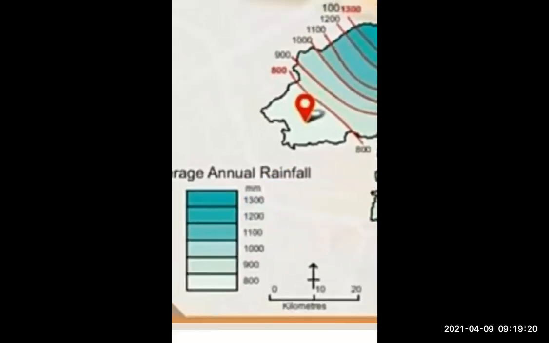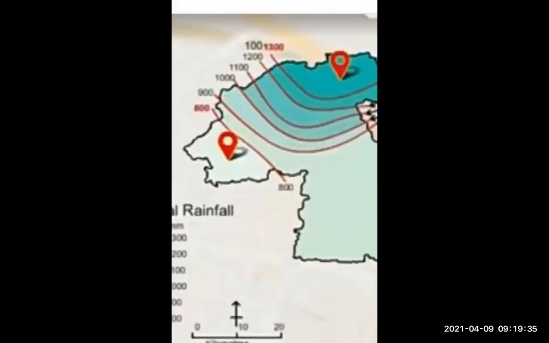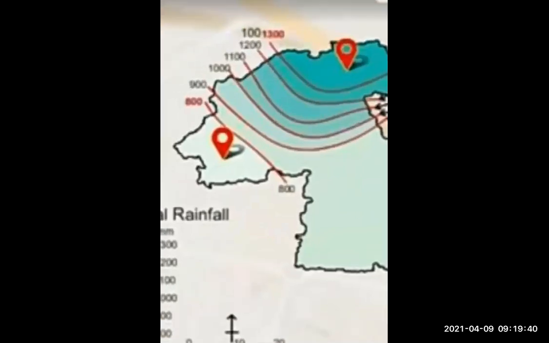I hope till here you understand. Now we go to the next part: lines. I told you, when the same value is there, you should draw one line between them. Like 800 and 800, you will draw one line because equal average millimeter rainfall is there. So you draw one line over there.